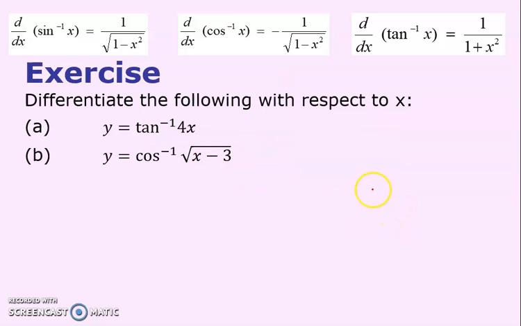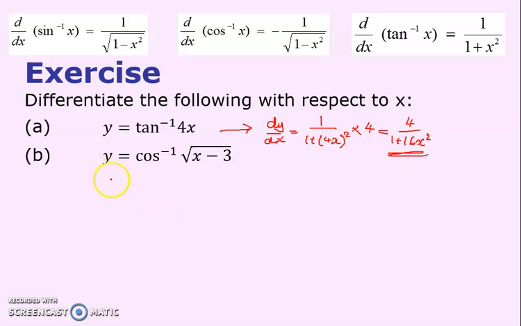A couple of questions here. Differentiate inverse tan of 4x. So again, if I was doing this, I'd write dy by dx equals, and I want to write 1 over 1 plus 4x squared. Seems perfectly reasonable, but times it by 4 because that's the differential of 4x. So what's that give me? It gives me 4 over 1 plus 16x squared.